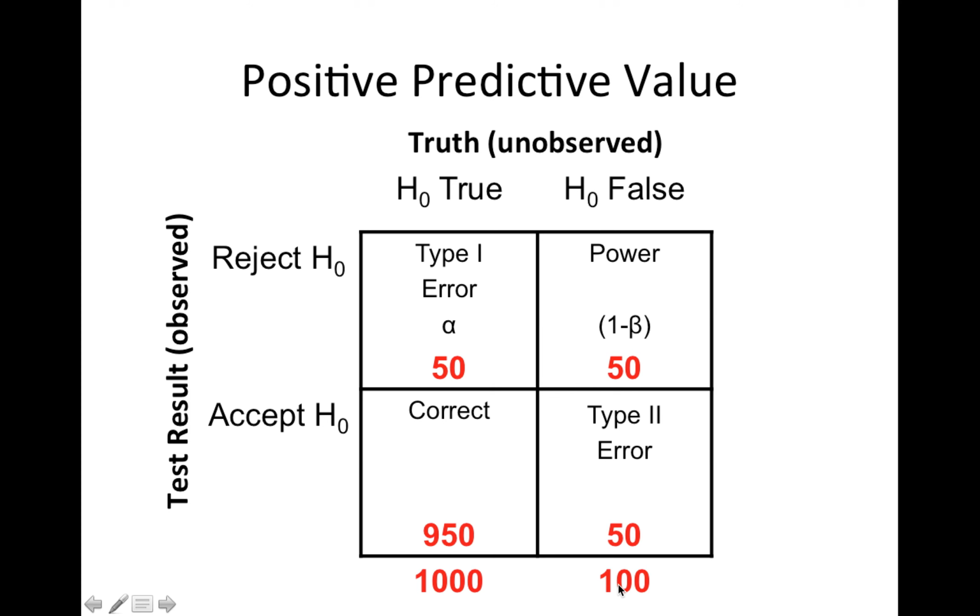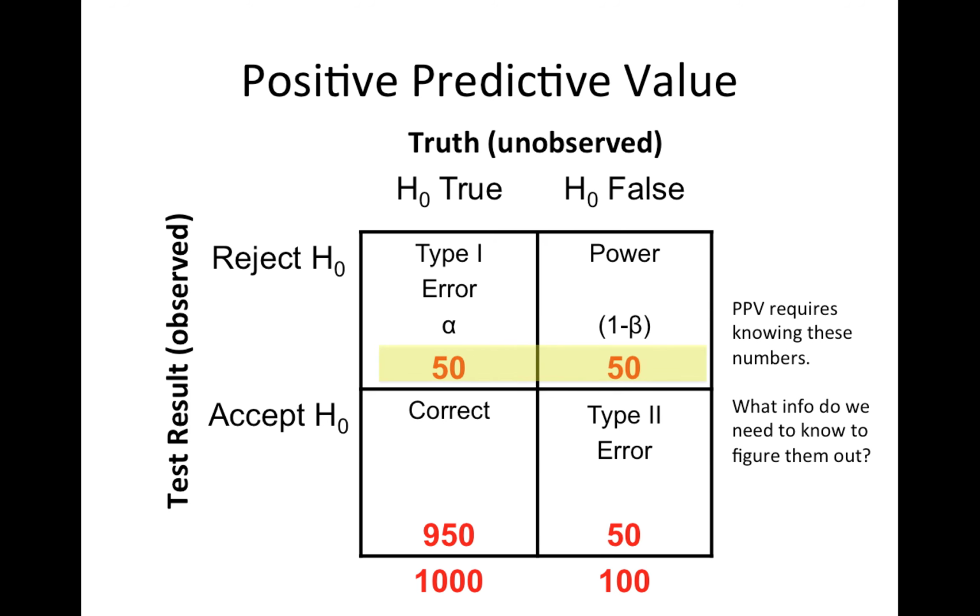So what's positive predictive value? What does it require you to know? It requires knowing these two numbers. It requires you knowing how many tests were false positives and how many were true positives. Because positive predictive value is out of the things we found significant, so now we're actually focusing on this row, the ones that were rejected. So we need to know both of these numbers to know how many were rejected, but we also need to know them individually, not just the sum.